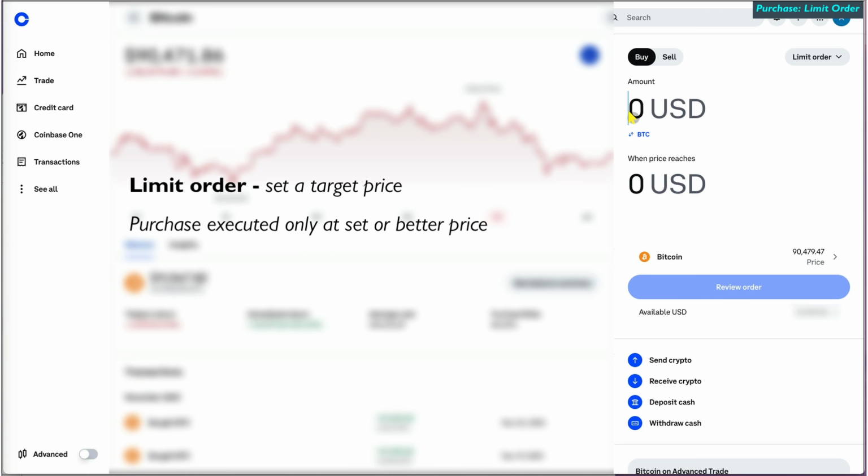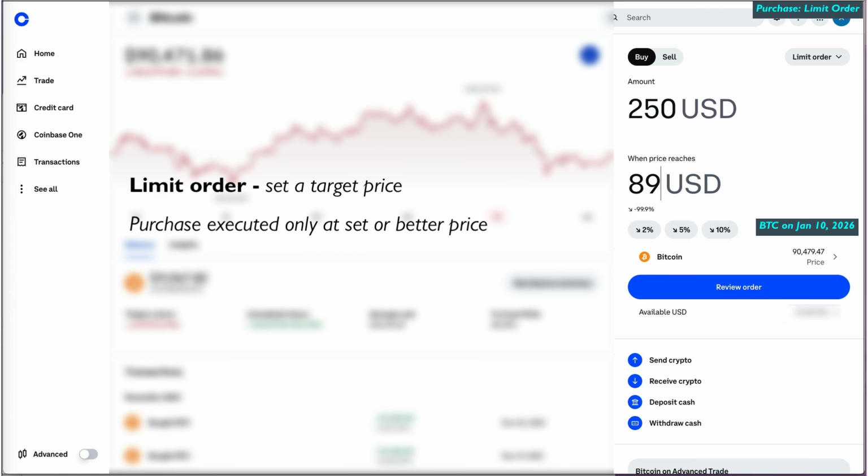For example, let's say I want to buy $250 worth of Bitcoin, but only if the price drops. Here, the current Bitcoin price was $90,479. I can enter a specific price such as $89,000, which is about 1.6% lower than the current price. You can also choose suggested drops of 2%, 5%, or 10%. When you select one of those, the system adjusts the price automatically to what it should be.